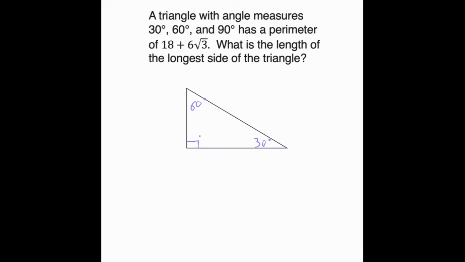Now we should know that the ratio of the 30, 60, 90 triangle, it's on the formula sheet, but you should know it by heart. It's x, 2x, and x radical 3, with the x root 3 always across from the 60.